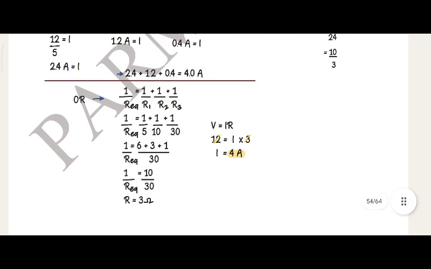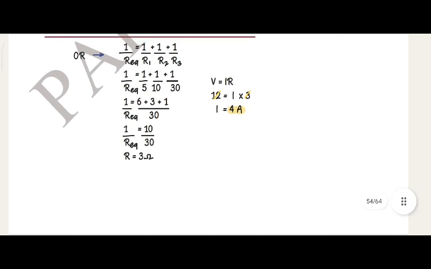Or 1 by Req is equal to 1 by R1 plus 1 by R2 plus 1 by R3. 1 by Req is equal to 1 by 5 plus 1 by 10 plus 1 by 30. Then 1 by Req is equal to 6 plus 3 plus 1 by 30, which is 10 by 30. So Req is equal to 3 ohm. V is equal to IR, 12 is equal to I into 3, then I is equal to 4 ampere or 4 A.